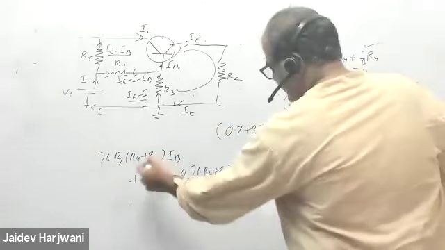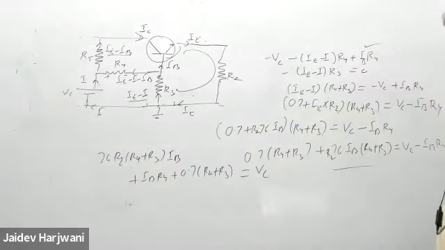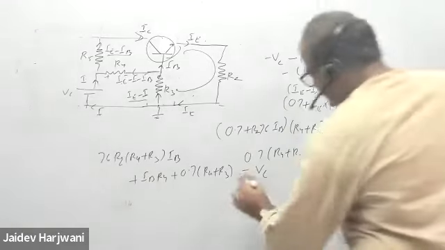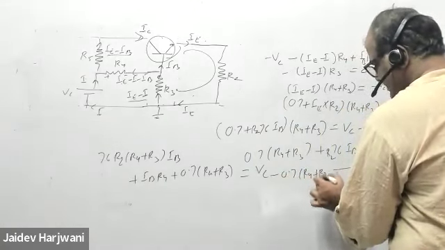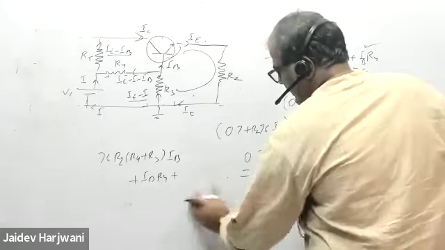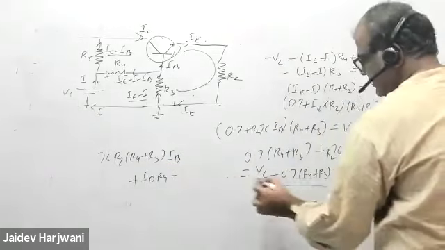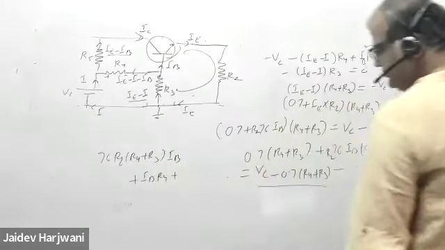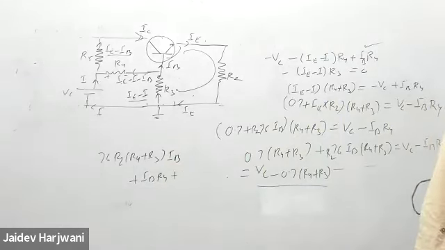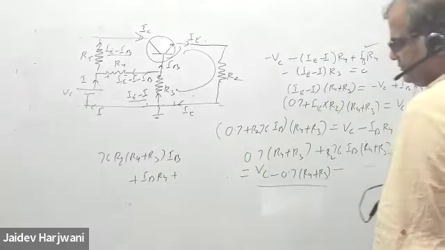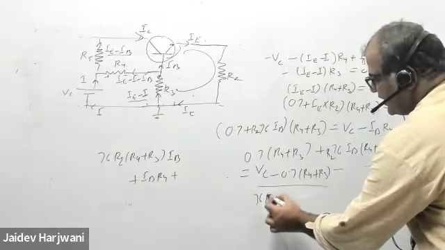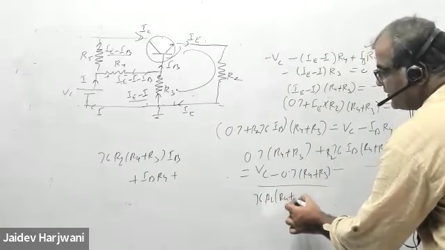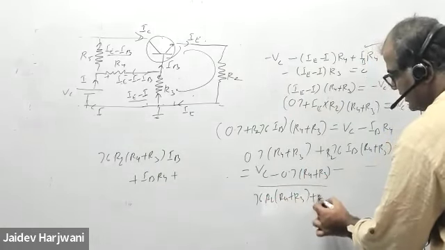And I can take this common. No, common, why should be common? So this VC I can send here, minus 0.7 R4 plus R3. And I also can take common of this. IB common. So IB common means 76 R2 R4 plus R3 plus R4.